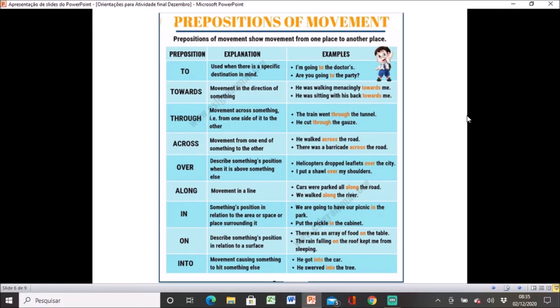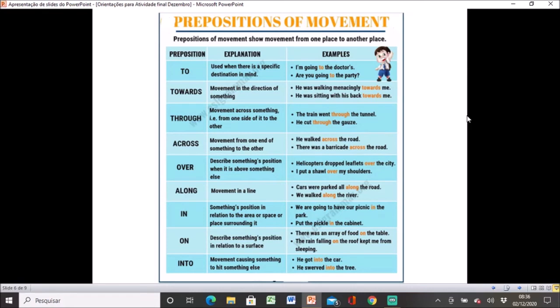Along. Movement in line. Example: Cars were parked all along the road. We walked along the river. In. Something's position in relation to the area or space or place surrounded. Example: We are going to have our picnic in the park. Put the pickle in the cabinet.